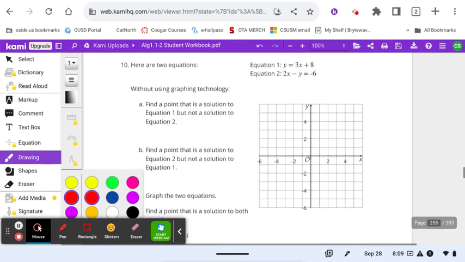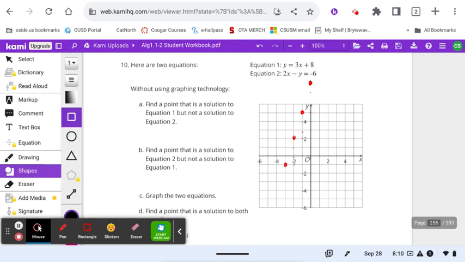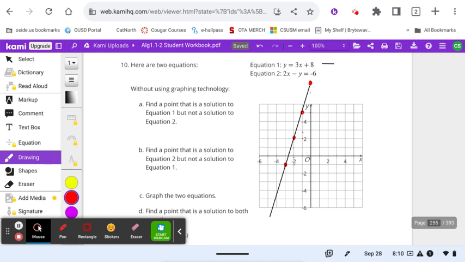Finally, here are 2 equations. Using graphing technology, find a point that is a solution to equation 1, but not to 2. So let's go graph this. 1, 2, 3, 4, 5, 6, 7, 8. And then up 3 over 1, or down 1, 2, 3, back 1. Okay, so this line is this line.